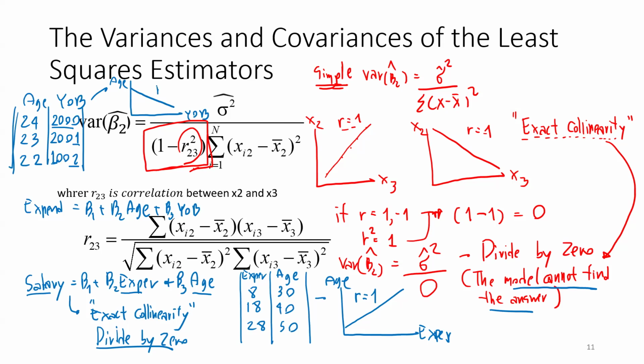So in this case, you get -1 correlation, which means again you face the exact collinearity problem. It becomes division by zero, and the model cannot find the answer, of course. So be careful in the future when you have to do your own work, when you select what you would like to include in the model. So please beware of this problem.